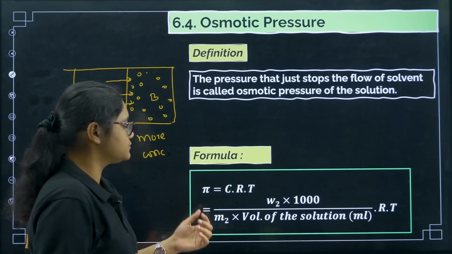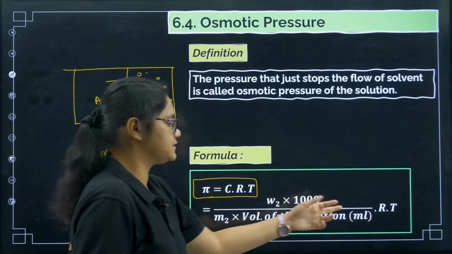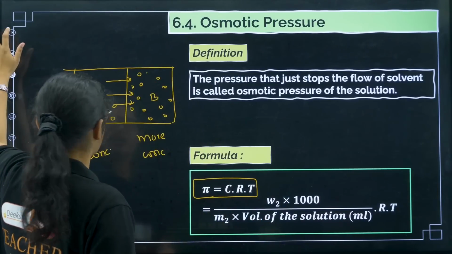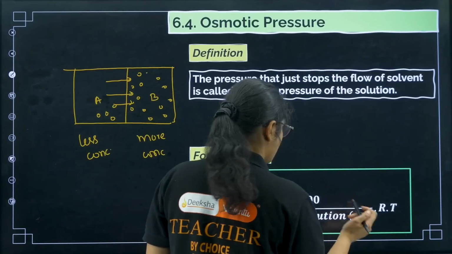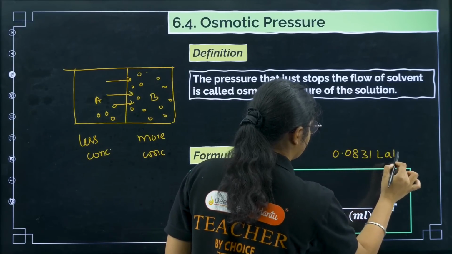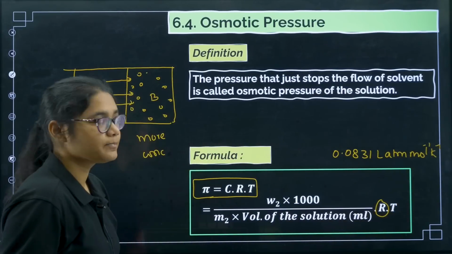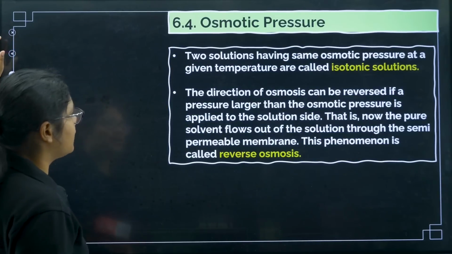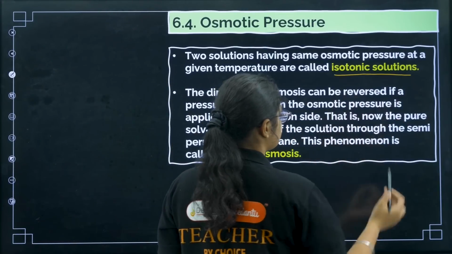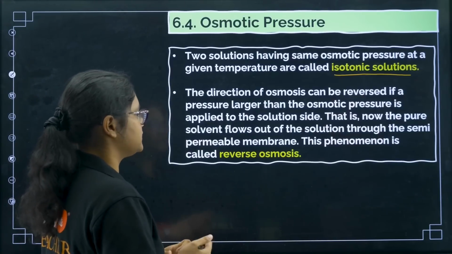Now the formula of osmotic pressure: pi is equal to CRT, where C is your molarity, R is the gas constant, and T is your temperature. Clear? Let me tell you the R value. R here is generally 0.0831 liter atm mole inverse Kelvin inverse. Next, two solutions having the same osmotic pressure are called isotonic solutions. This is also a very important term used in the osmotic pressure concept.